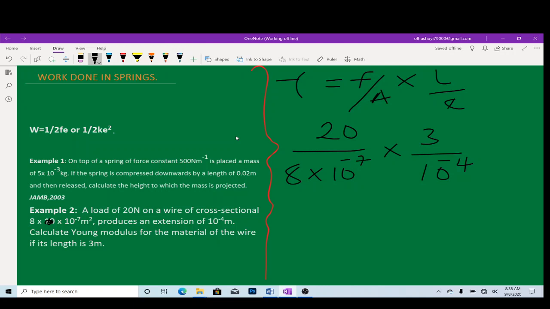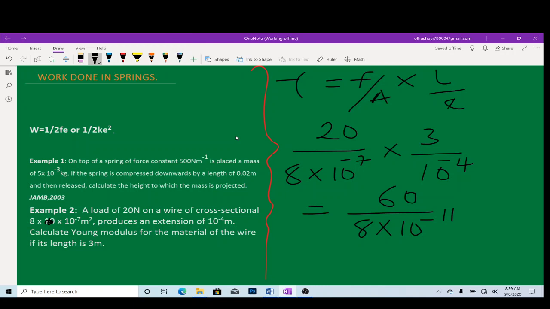Isn't it? So that will give us what? 60 upon this. By the law of indices, 10 raised to the power minus 7 over 10 raised to the power minus 4 gives you 8 times 10 to the power of minus 11. Yes, that's what that will give you. So if you have that, all you have to do is punch your calculator.